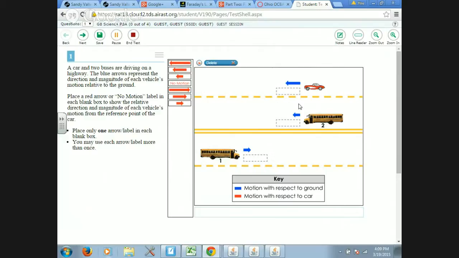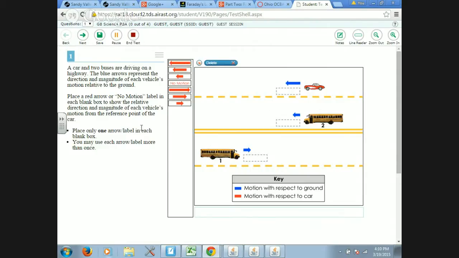Now, you could be from the reference point of an ant right along the road here. But we have a car just zipping down the highway. Maybe it's going 55, 60 miles an hour. We've got the school bus. If this guy's going 60, this guy's going 55. How do we know it's going less? Well, look at the arrow. This is a bigger arrow than this. If it's a bigger arrow, then it has a larger magnitude. That's just sort of a standard in physics. The bigger the arrow, the greater the magnitude.